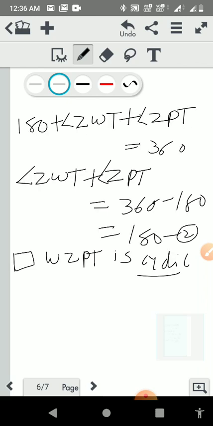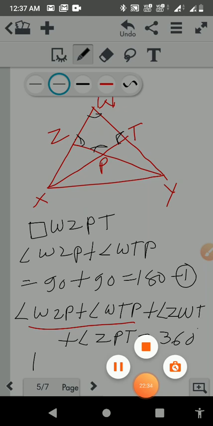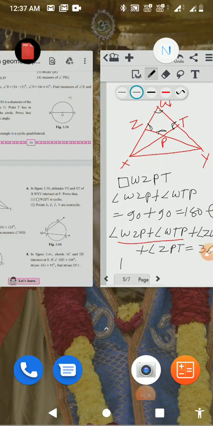So this sixth question is too easy. We only have to know the theorem that if opposite angles of a quadrilateral are supplementary, then that quadrilateral is cyclic. And second, if 2 points subtend equal angles at 2 distinct points which lie on one side of the line, then these 4 points are concyclic. So according to that theorem, these 4 points X, Z, T and Y are concyclic. That is what we have to prove here. Okay, now we will move towards our next question.